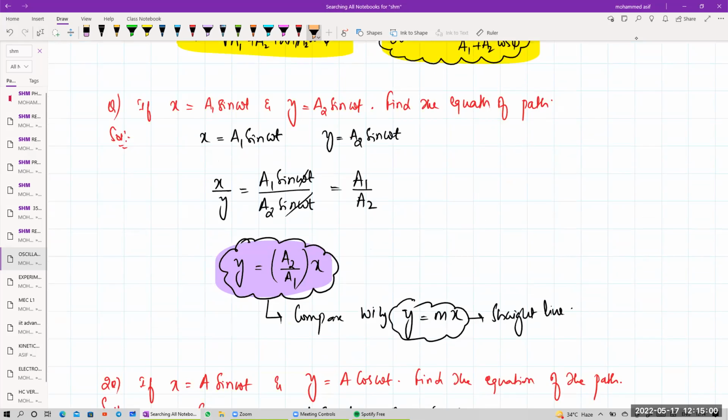Let us try to understand with the help of a problem. First problem: x equals a1 sin omega t and y equals a2 sin omega t. There is no phase difference between them, but the amplitudes are different. Find the equation of the path.